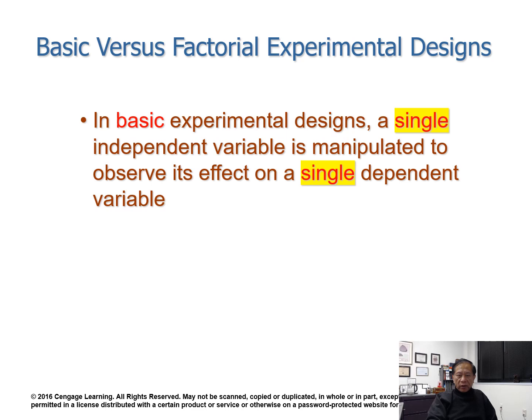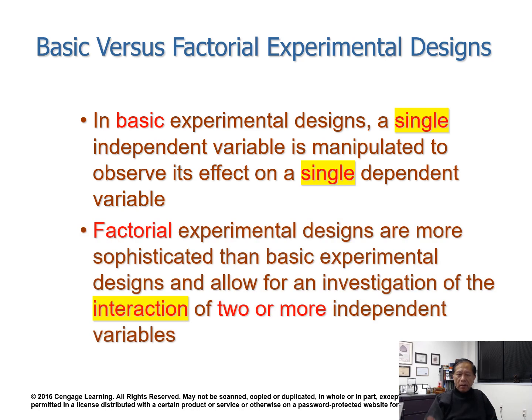Basic versus factorial experimental design. In basic experimental design, a single independent variable is manipulated to observe the effect on a single dependent variable. Right? Basic design, like say just one independent variable, color, not lighting, just color, and one single dependent variable, purchase intention. That'd be a basic design.